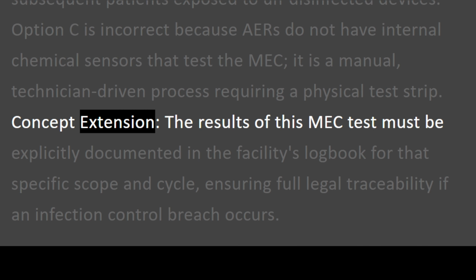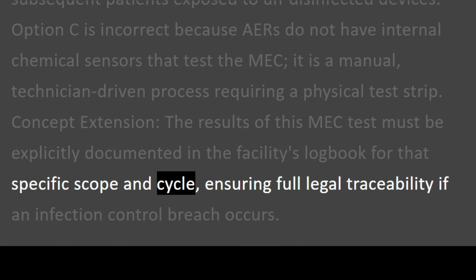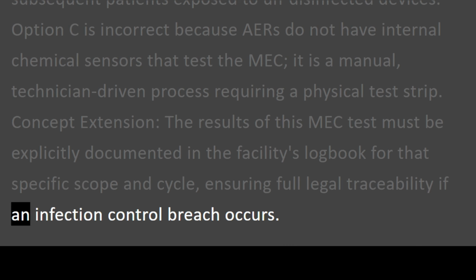Concept extension. The results of this MEC test must be explicitly documented in the facility's logbook for that specific scope and cycle, ensuring full legal traceability if an infection control breach occurs.